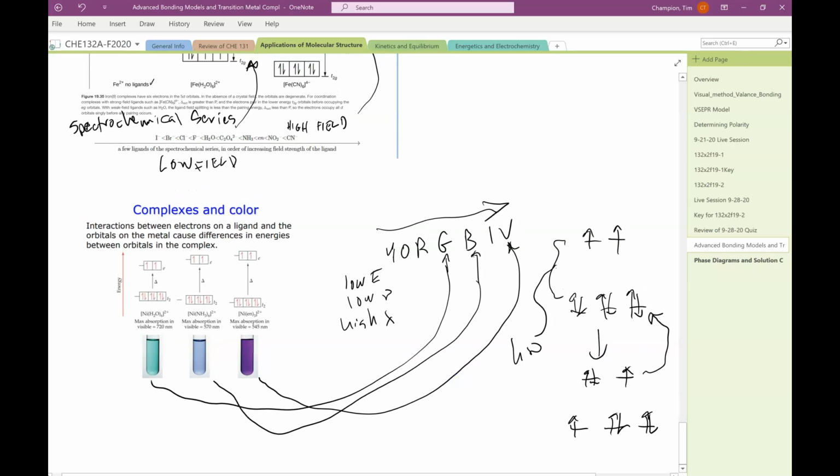So hopefully that's going to be enough to let you tackle some of the problems associated with transition metal complexes and molecular orbital theory, as well as valence bond theory.